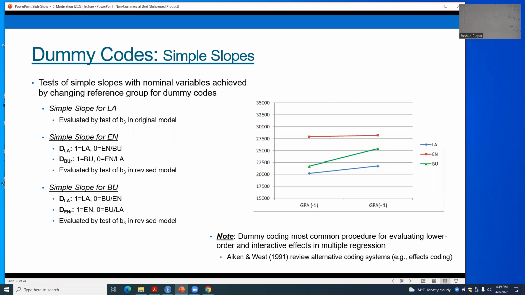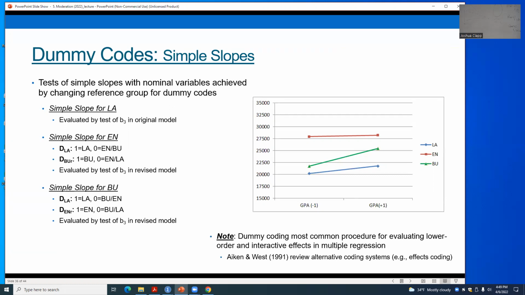And so this is, again, pretty straightforward if you recognize that the effect of GPA on starting salary is just the unique effect of GPA on salary when everything else is held constant at 0. What does it mean where everything else is held constant at 0? Who do I want to test this for? I just make them 0, and then we're good to go, okay?